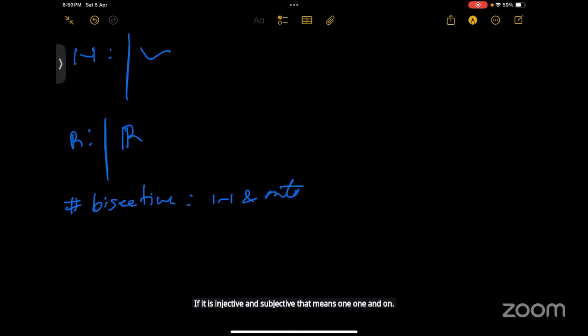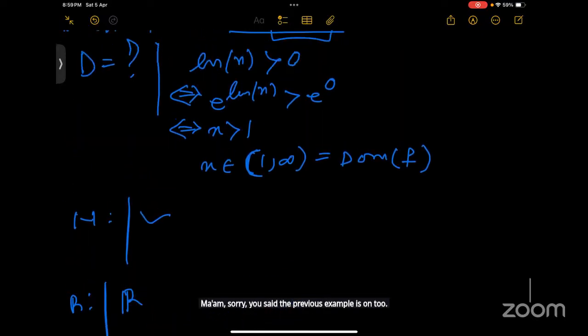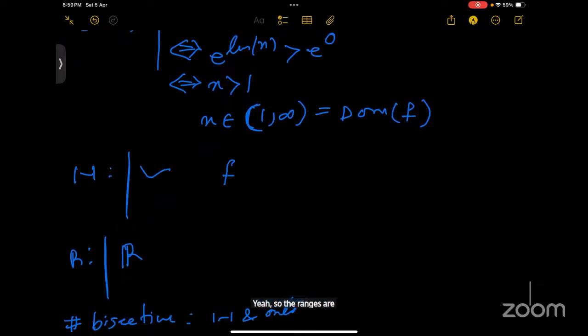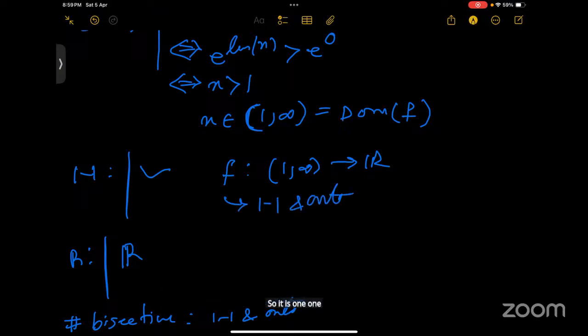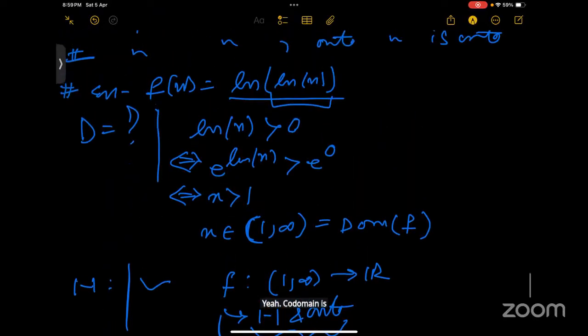Ma'am, you said the previous example is onto? Yeah. So the range is R. So if I take the function from 1 to infinity to R, range is equal to codomain. That means the function is onto, right? Yes, ma'am. So it is 1-1 and onto. Hence we can say it is a bijective function. Yes, ma'am. I didn't know that the codomain was real numbers. Yeah. Now I understand. Codomain is real number, right? Okay.